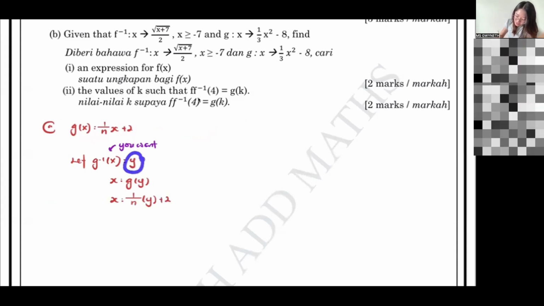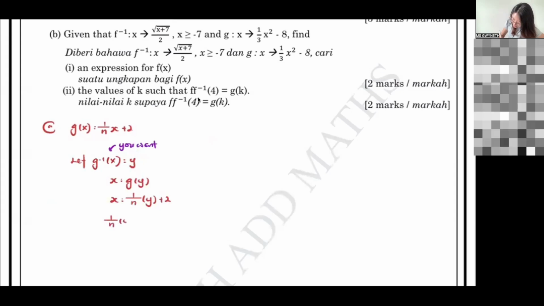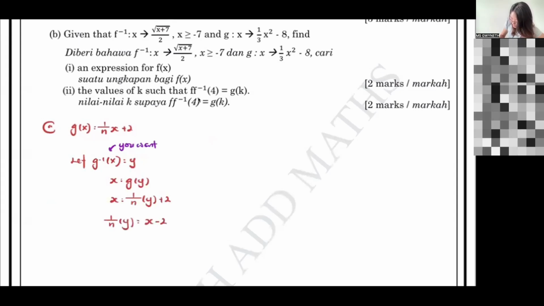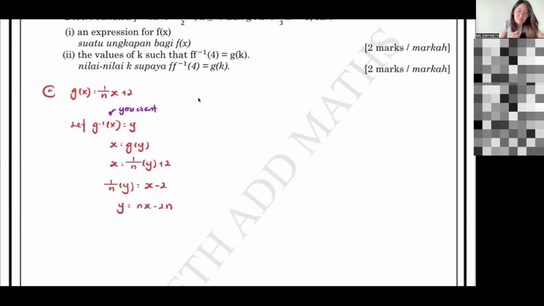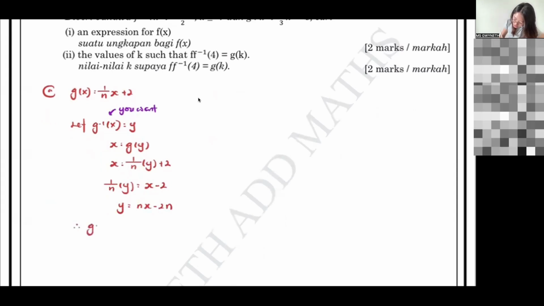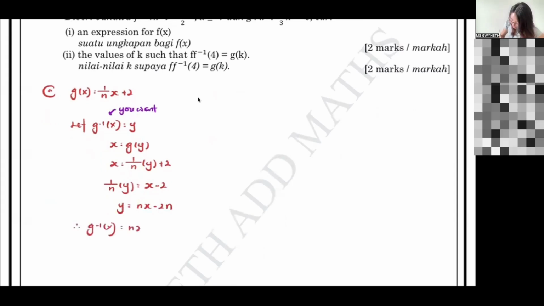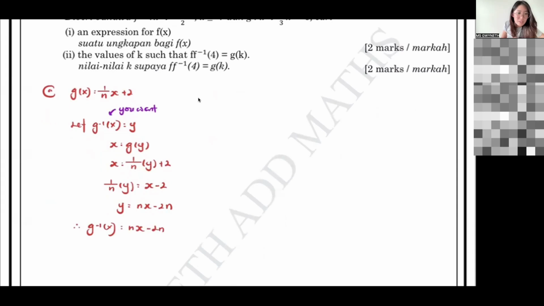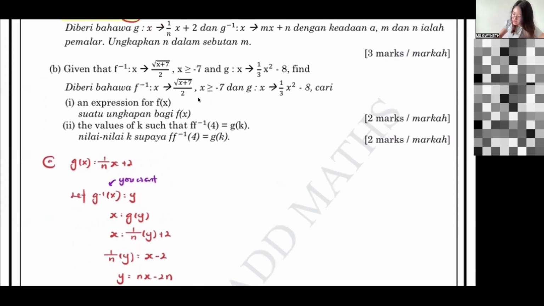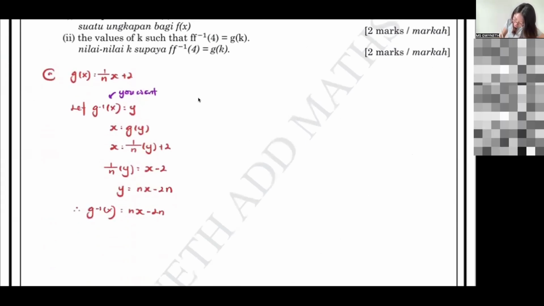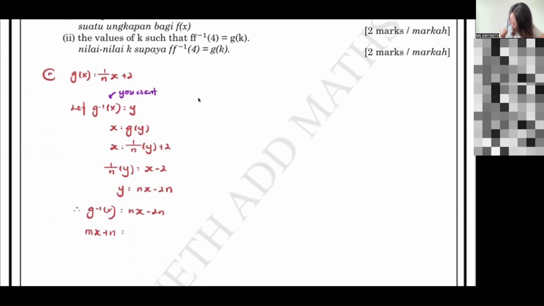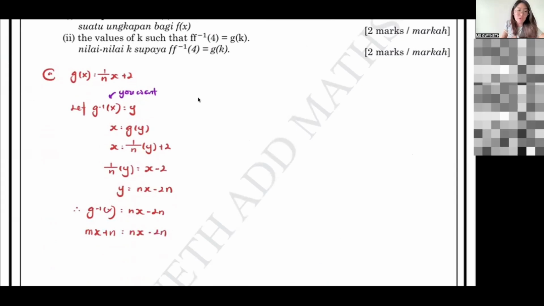Now what you want is y, so you take out y as the subject. So 1 over n times y equals x plus 2, and y equals nx plus 2n. Division moves over to multiplication. So over here, you will get your g inverse x equals nx plus 2n. Then, from the question, they say g inverse is mx plus n. So you copy down here mx plus n, and you compare with the answer that you've got.